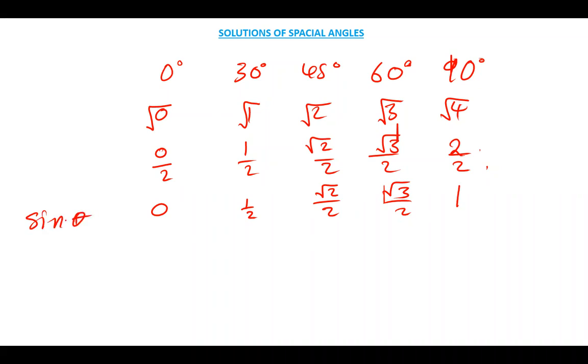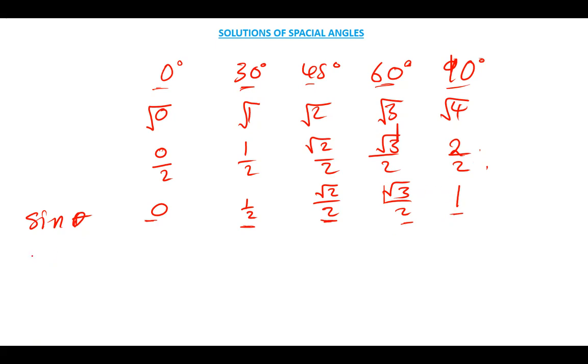So if, for instance, they ask me to find sine 0, the answer is 0. Sine 30, the answer is half. Sine 45, the answer is root 2 over 2. Sine 60, the answer is root 3 over 2. Then there's also sine 90, which gives me 1. So this is also one of the important things that you need to master.